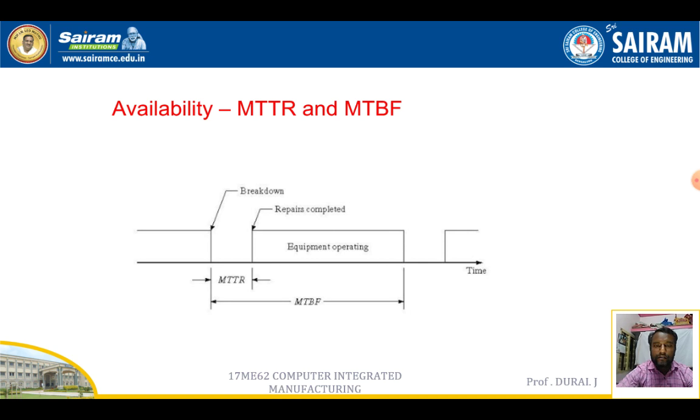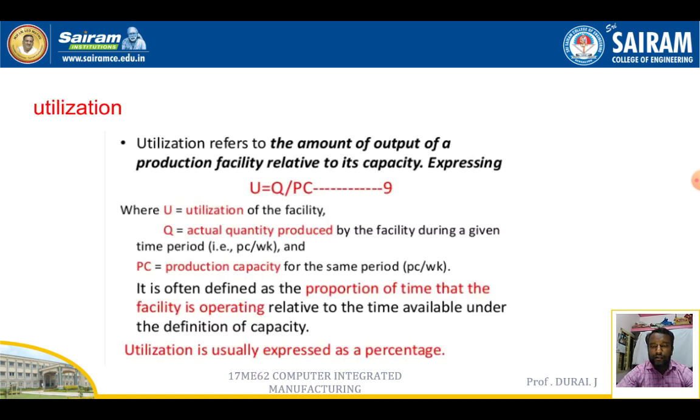The next one is utilization, which expresses the amount of output of a production facility relative to its capacity: U = Q / PC. U is the utilization, Q is the actual quantity produced, and PC is the production capacity.